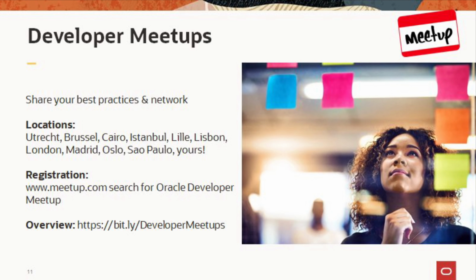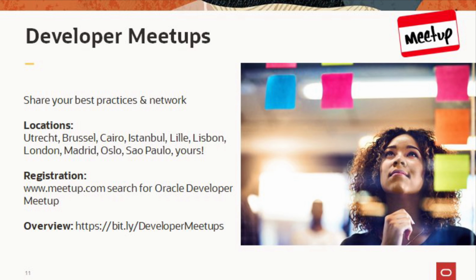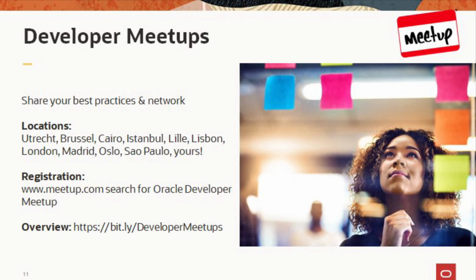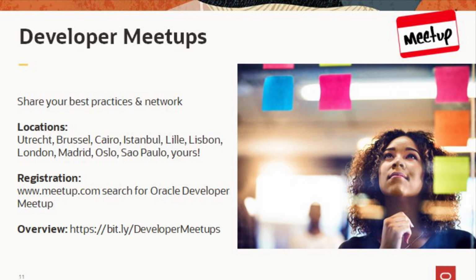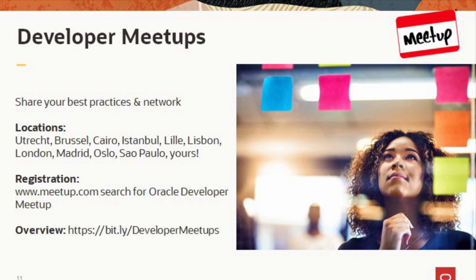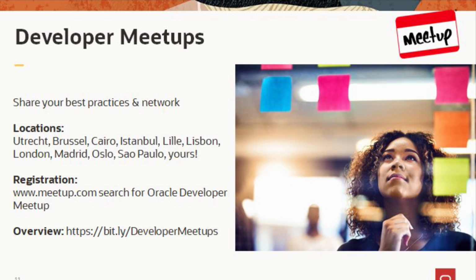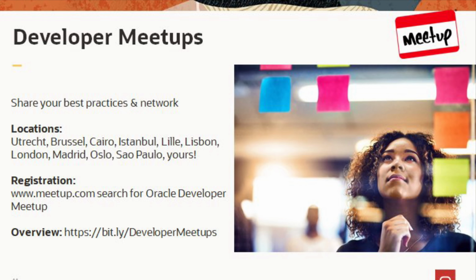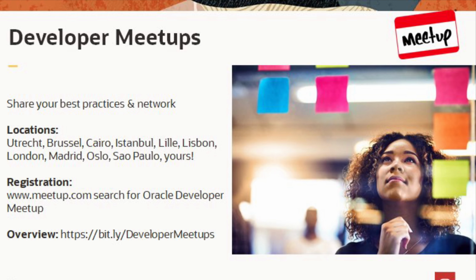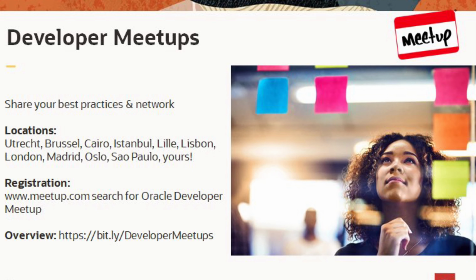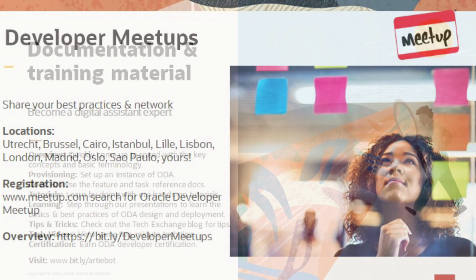Developers are invited to join our meetup groups. Every month, we offer a virtual meetup to share best practices and network. Locations include Utrecht, Brussels, Cairo, Istanbul, Lille, Lisbon, London, Madrid, Oslo, São Paulo, and yours. Ruben is heading the group in Madrid, so please join us at meetup.com, and for an overview, visit bit.ly/developer meetups.